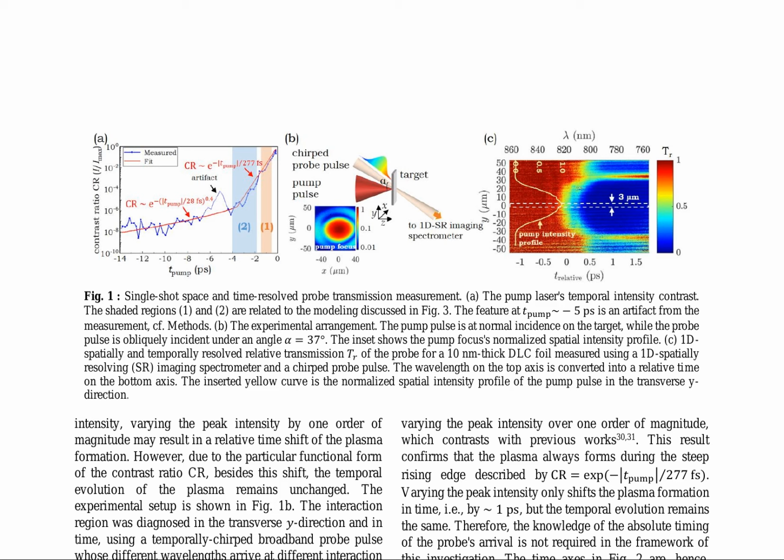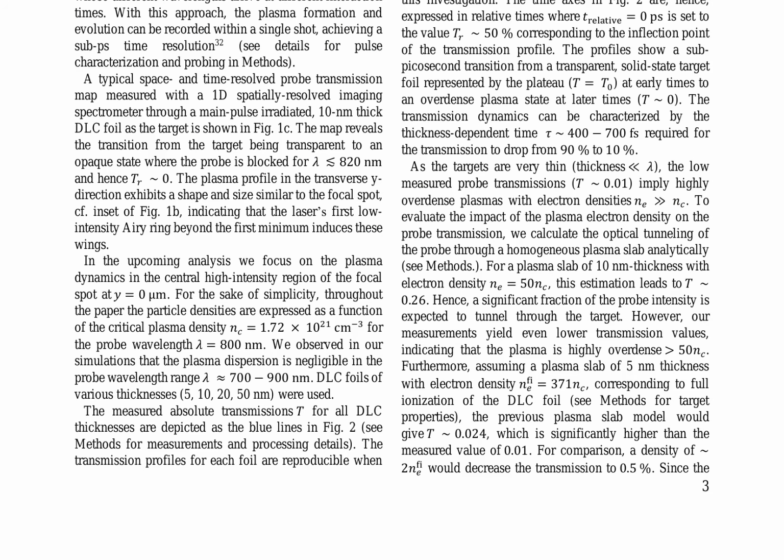Particle densities are expressed as a function of the critical plasma density for the probe wavelength. Absolute transmission measurements for various DLC foil thicknesses reveal reproducible profiles when varying the peak intensity over 1 order of magnitude. This confirms that plasma formation consistently occurs during the steep rising edge, with the temporal evolution remaining unchanged. The time axes in the transmission profiles are expressed in relative times, with the plasma formation shifted by approximately 1 picosecond when varying the peak intensity.